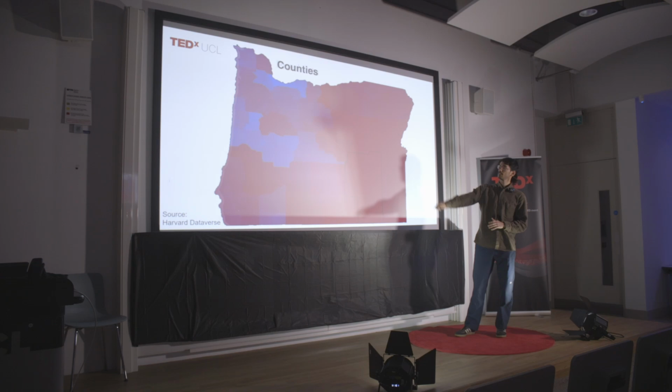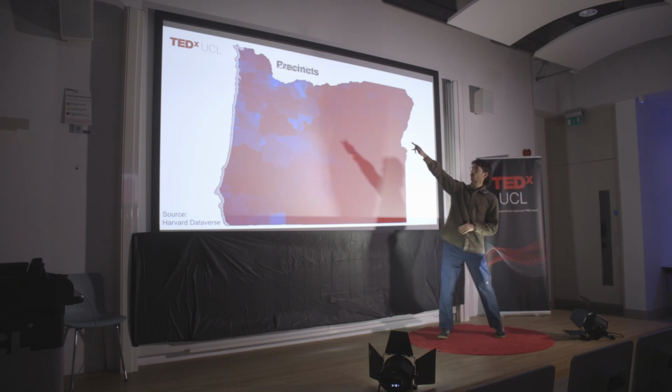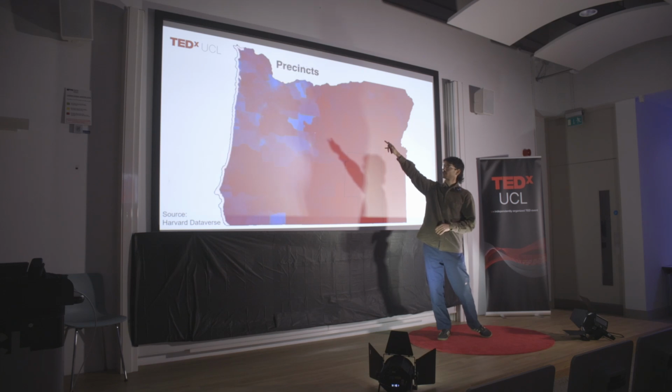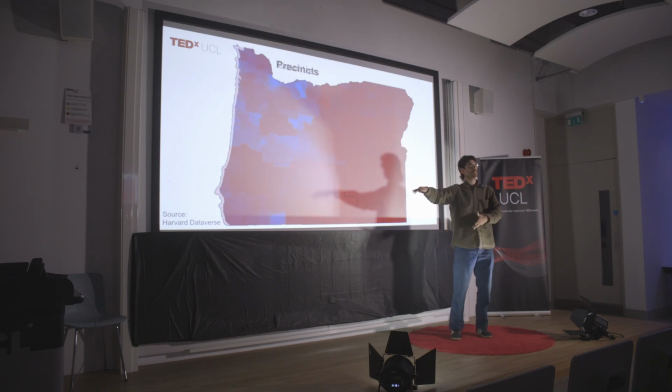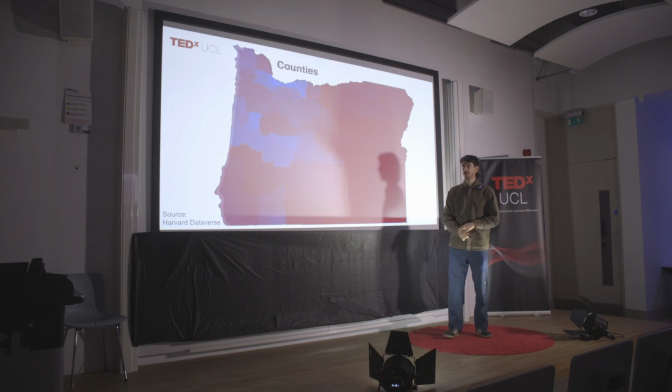So I've zoomed into the state of Oregon in the Pacific Northwest. If you look up in that corner in the Northwest, there's a blue splotch. That blue splotch is Portland. It's the largest city in the state. It's home to around 600,000 people. It voted mostly for, in this case, Hillary Clinton. This is data from the 2016 election.